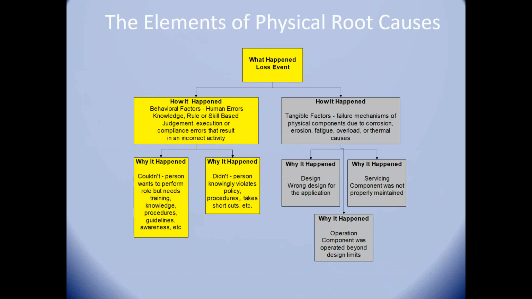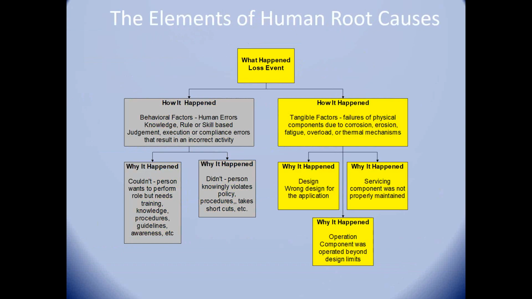So now we get over to the next slide here, and it says these are the mechanical failures. These are tangible factors. It says failures of components due to corrosion, erosion, fatigue, overload, or thermal mechanisms. These are the main things that cause mechanical failures. So why would that happen? Well, in the first example here, it says the design was wrong for the application. Now, some people say that's probably not very common, but it's more common in the industry than anybody wants to admit. Many industries have done studies on this.